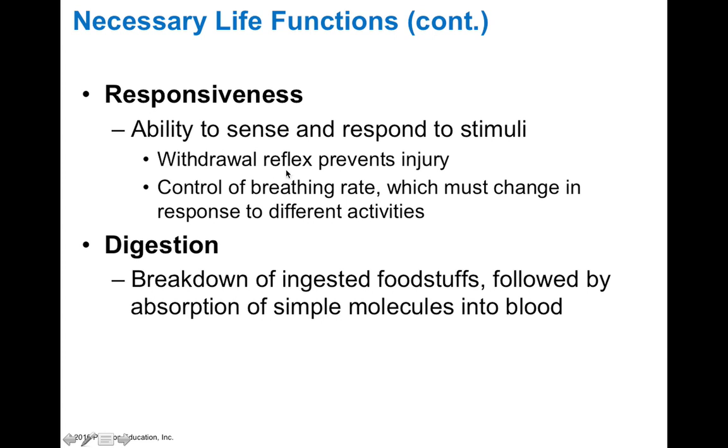Now, responsiveness is our ability to sense and respond to stimuli. An example of this could be a withdrawal reflex. If you can pick up information about pain, then you can have a reflex to withdraw from that painful stimulus. Other examples of responsiveness include those which help us control breathing rate, so we can respond to our blood pH. We can also respond to our blood pressure or our body temperature, and these can change with different activities. So we need to be able to respond to changes within and outside of our body.